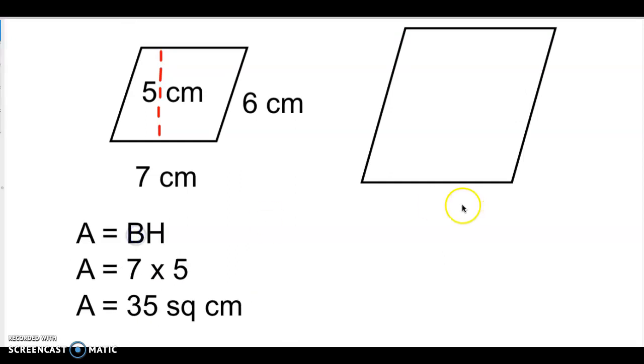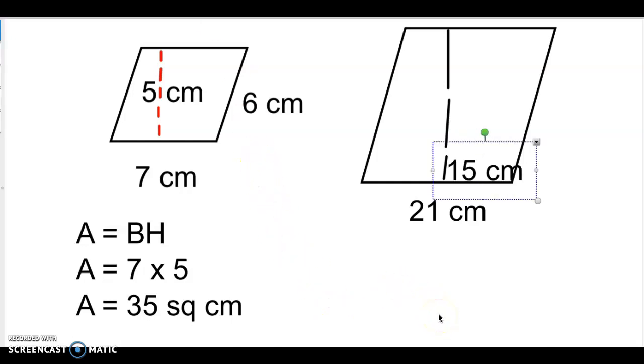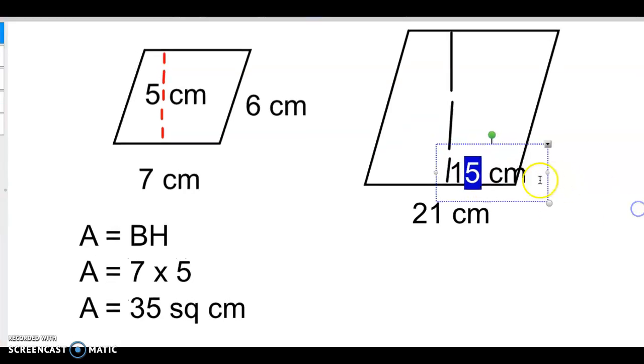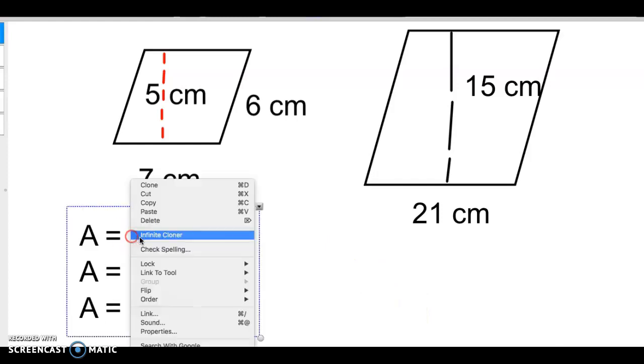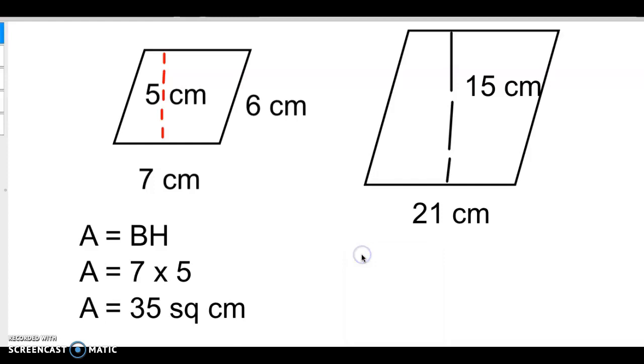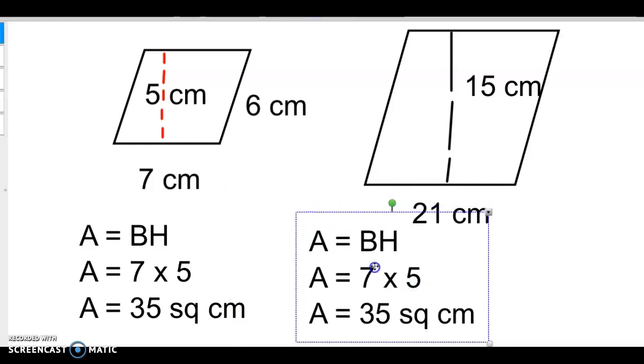Okay, if I were going to triple these dimensions, tripling meaning I'm timesing by 3, the base is going to be 21 centimeters, and the height is going to be, if I'm tripling it, 15 centimeters. And then when I multiply my new base times my new height, I'm going to basically take this and copy it over here to show you. So my base times my height is going to be 21 times 15. And if I multiply 21 times 15, I get 315.